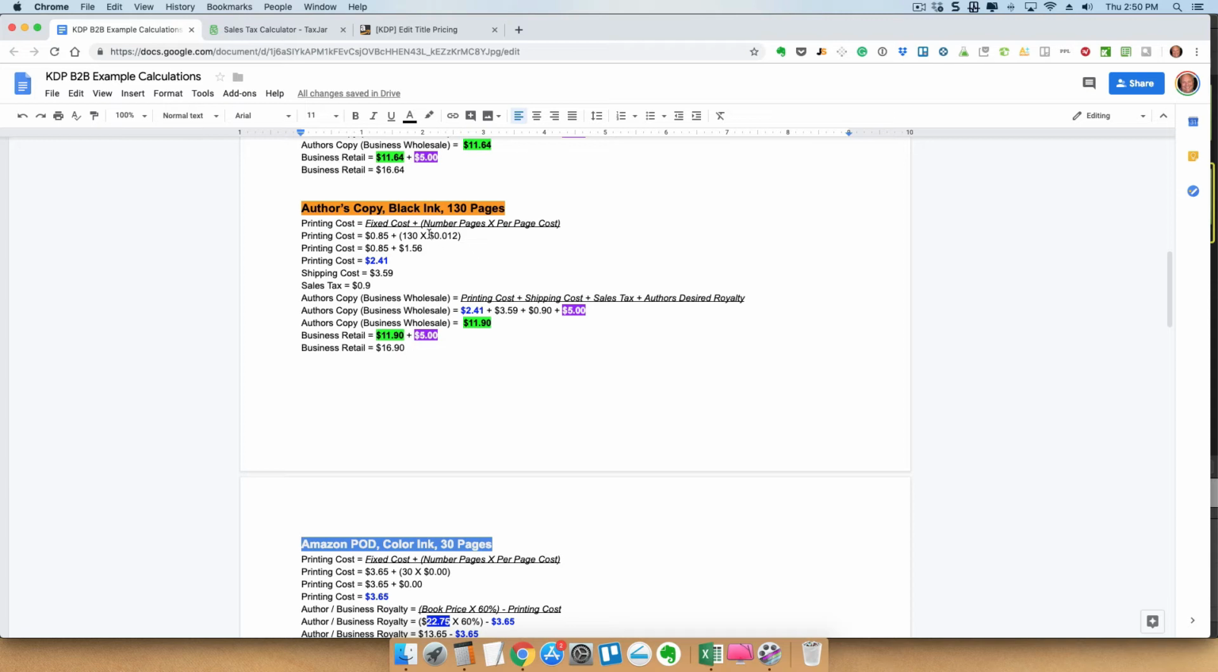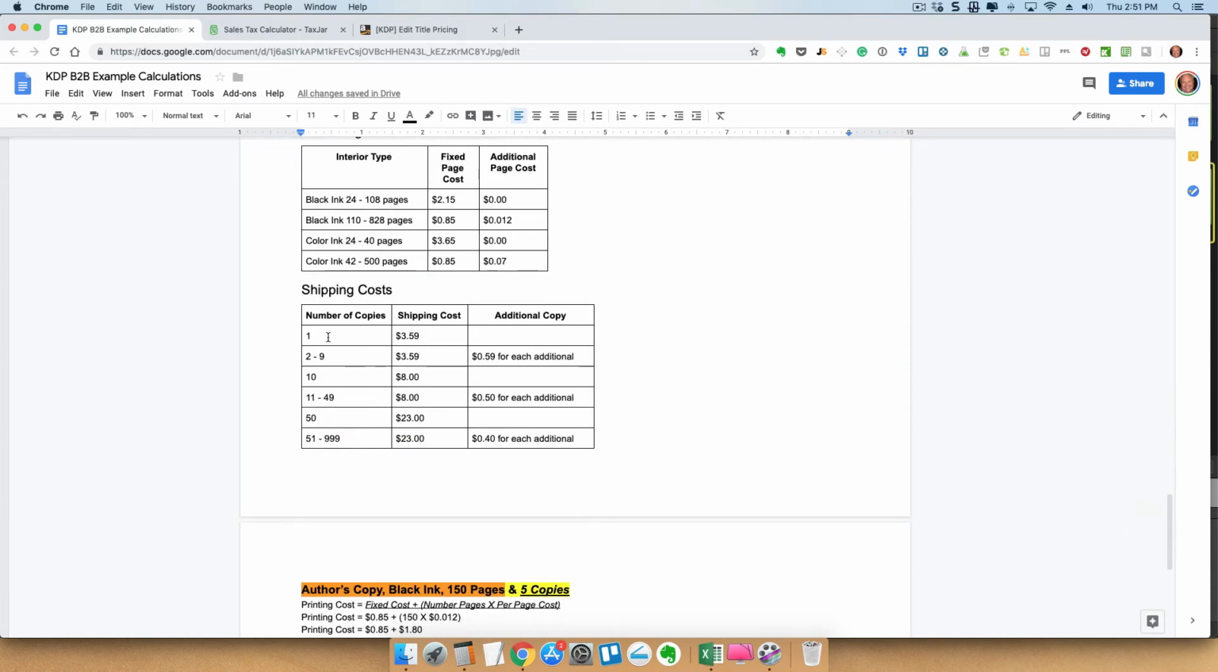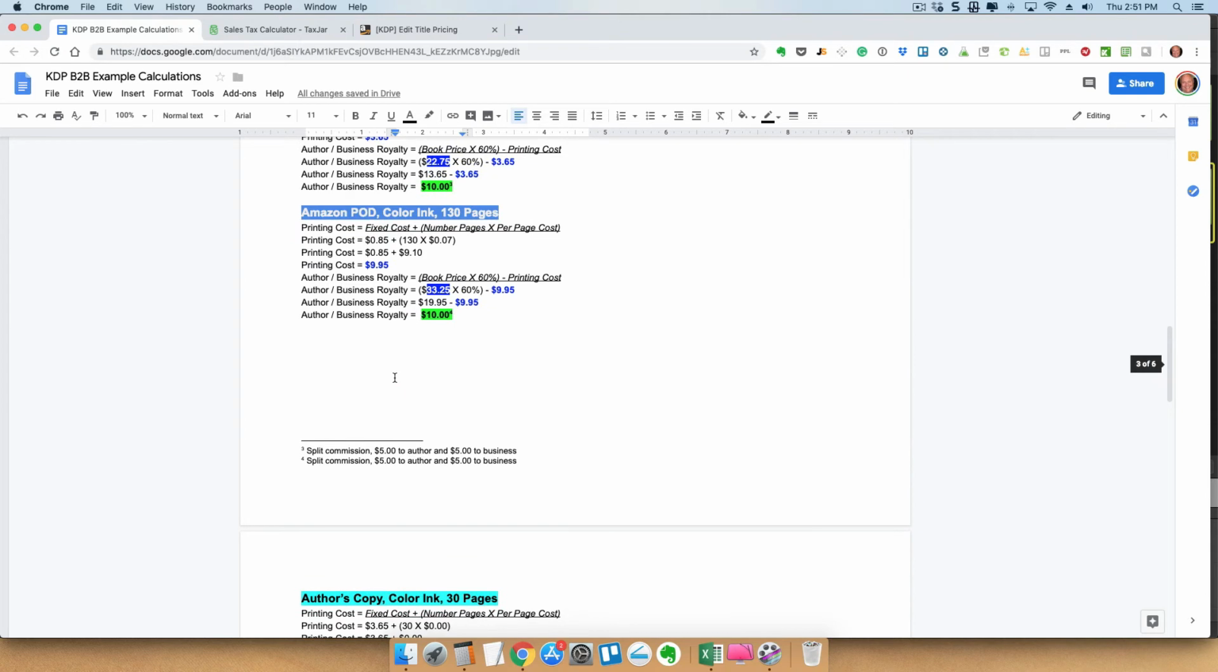So as we talked about before, fixed cost is 85 cents. It's 130 pages, so you get 1.2 cents per page. In this particular case, you multiply that out, it becomes $1.56. Add those together, $2.41 is your printing cost. The shipping cost, let me go down to these data tables. For one copy, it's $3.59 for the cost, a fixed rate. And we'll talk about when you have additional copies, how that fits in, in a moment on the next step.